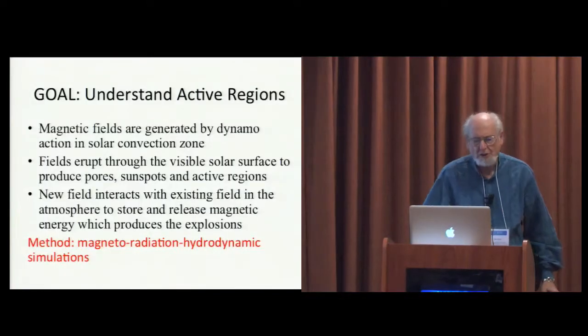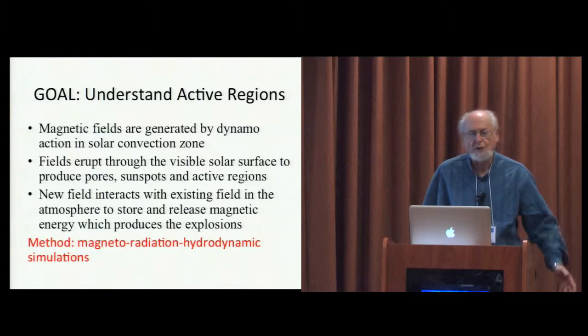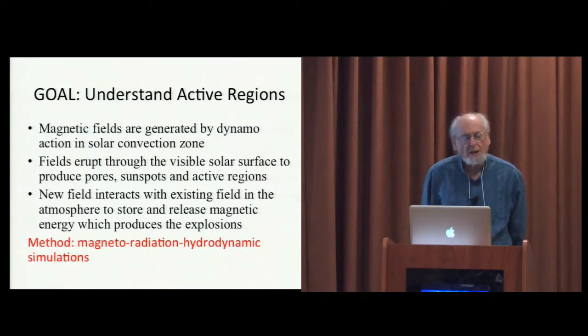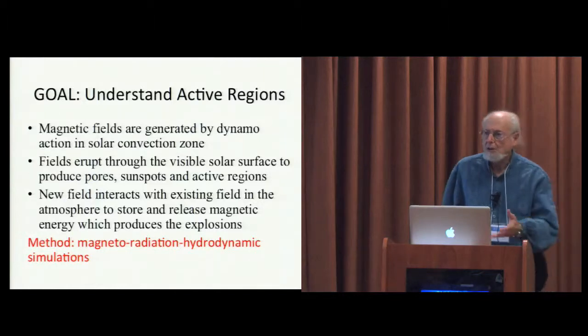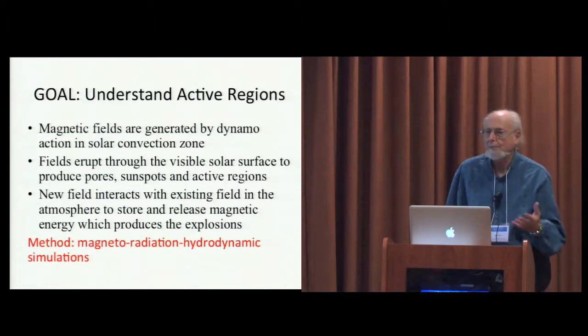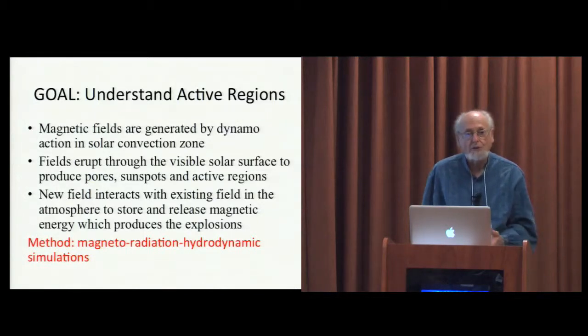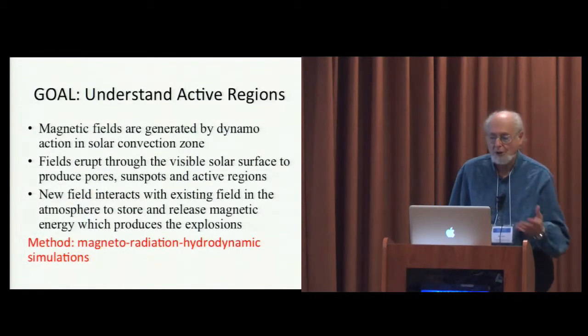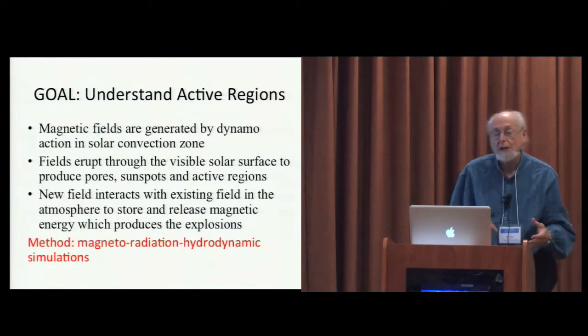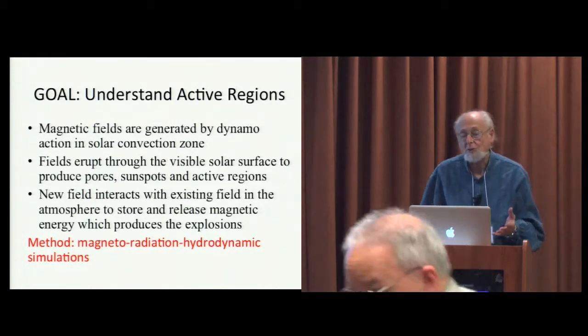So we are trying to understand active regions. The magnetic fields are generated by dynamo action inside the convection zone of the sun, and the fields erupt through the surface either because of magnetic buoyancy or because they're brought up just by advection due to the convective upflows, and they come up through the surface and produce the patterns that we see at the surface.